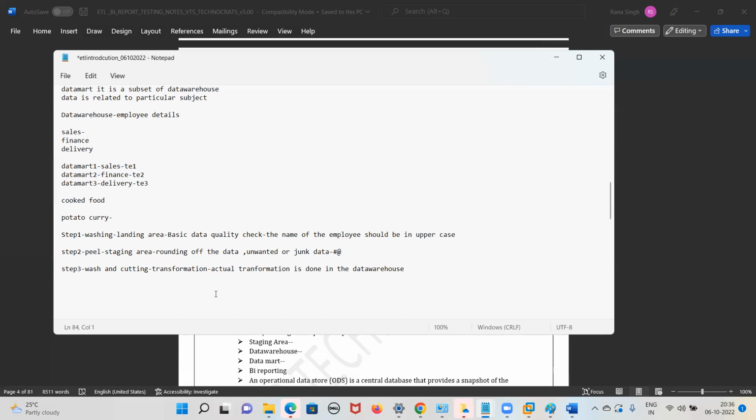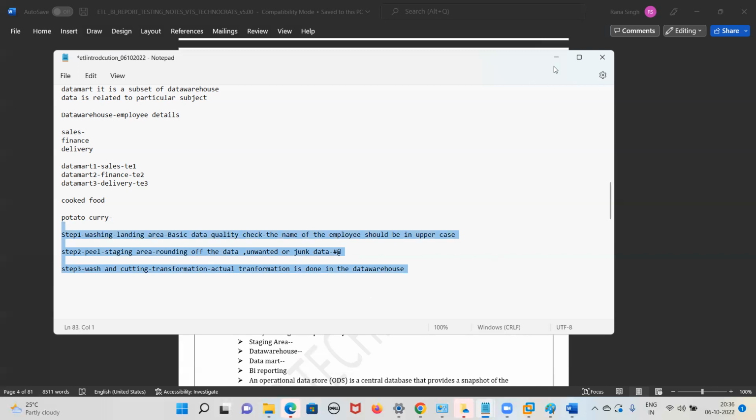So these are the things, guys. To understand the architecture, you have to understand how to cook a vegetable. First is washing. That means basic quality check is done in the landing area. Then the staging area, that is peeling the skin, that is rounding of the data. Unwanted junk data and all are removed. Then the actual transformation is done in the data warehouse. Are you clear with these three steps? Tell me yes or no.